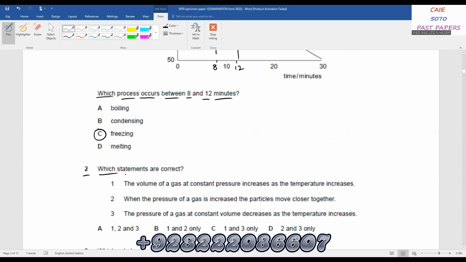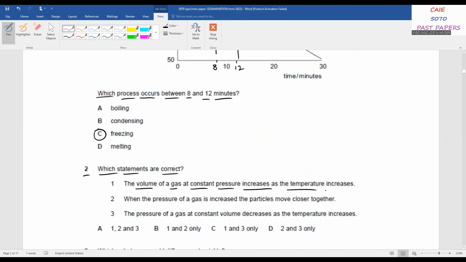Number 2, which statements are correct? The volume of a gas at constant pressure increases as the temperature increases. So for any gas, the volume will increase at constant pressure whenever you increase the temperature. So this is a correct statement. Statement number 2. When the pressure of a gas is increased, the particles move closer together. This is also correct because whenever you increase the pressure of a gas, the particles move closer to each other.